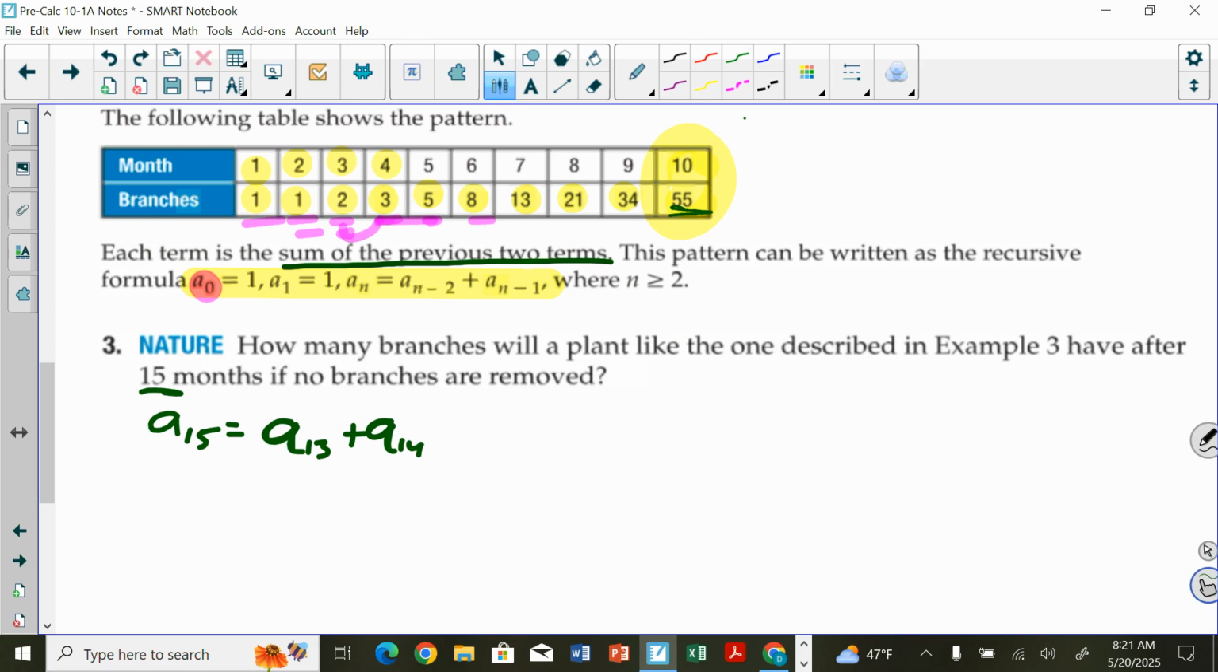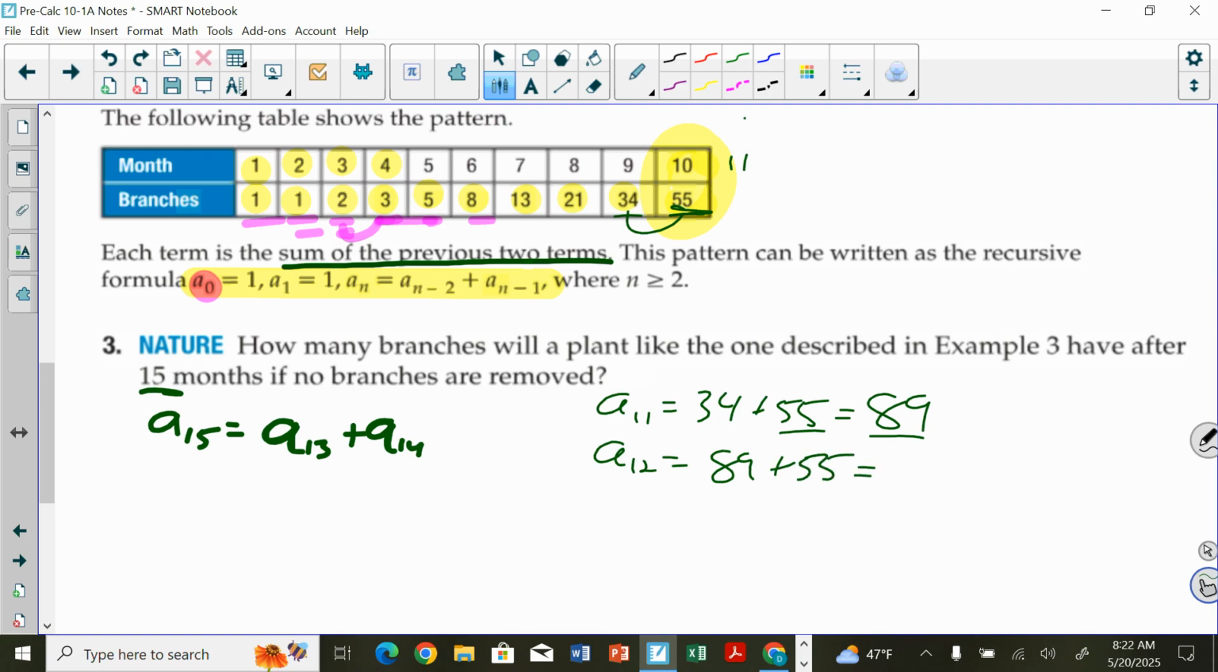Now I have all these, right? I already have the table, so I can start at A sub 11 here and say I know that's going to be the previous two terms, right? It's going to be 34 plus 55. So that's going to give us 89 branches after the 11th month. How about after the 12th? So now it's going to be these two added up, 89 plus 55, which is going to be 144.